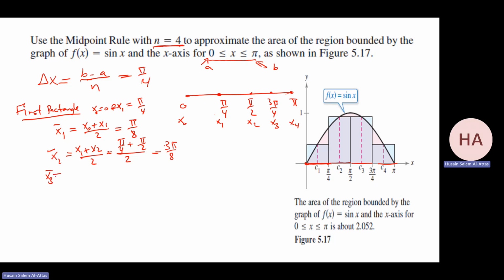x3 bar will be x2 plus x3 over 2. I'm doing it in detail, and this is the first time we're doing it. Pi over 2 plus 3 pi over 4, over 2. Pi over 2 is 2 pi over 4. So it's 5 pi over 4 over 2, so that's going to be 5 pi over 8. x4 bar will be what?